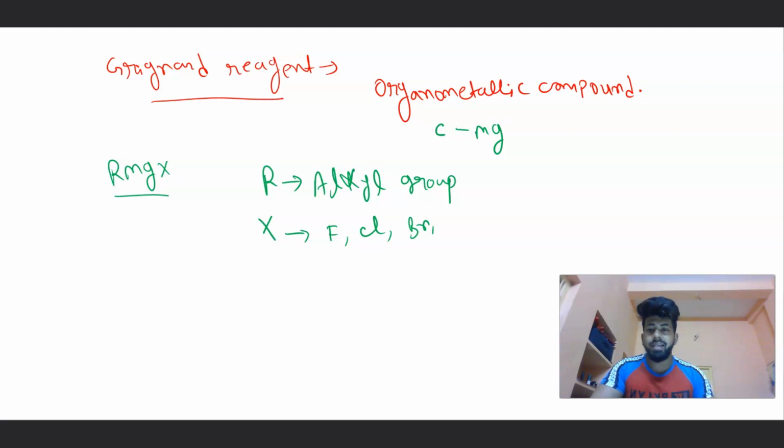Now we have to understand one thing, that whenever Grignard reagent dissociates, it will become R minus and MgX plus. So the negative charge will go over the alkyl group and the positive charge will go over the magnesium. So this is called Grignard reagent. Now we have to understand the preparation of Grignard reagent, which is one of the most important parts. So now we will talk about the preparation of Grignard reagent.